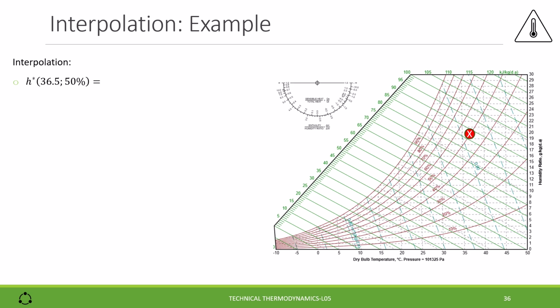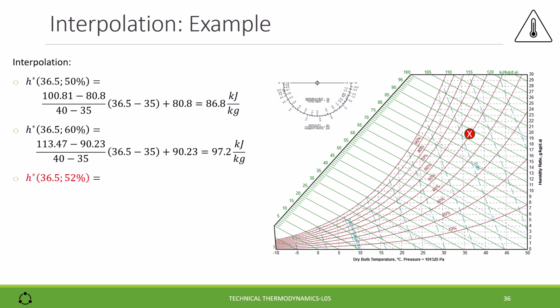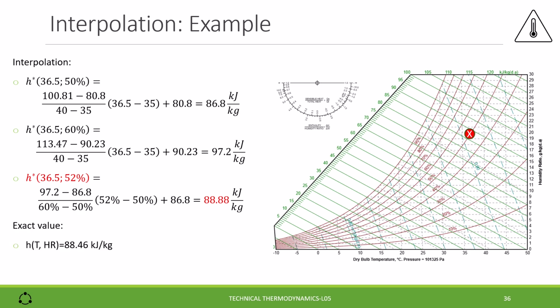As the procedure, we calculate first the enthalpy corresponding to the wanted temperature at the left boundary for the humidity 50%. We calculate then the enthalpy for the wanted temperature at the right boundary of humidity 60%. Then we calculate finally the enthalpy at the wanted temperature and wanted humidity by using the interpolation formula of the 2 points found above. And we get 88.88 kJ per kilogram. The exact value would be 88.46, so we are very close.